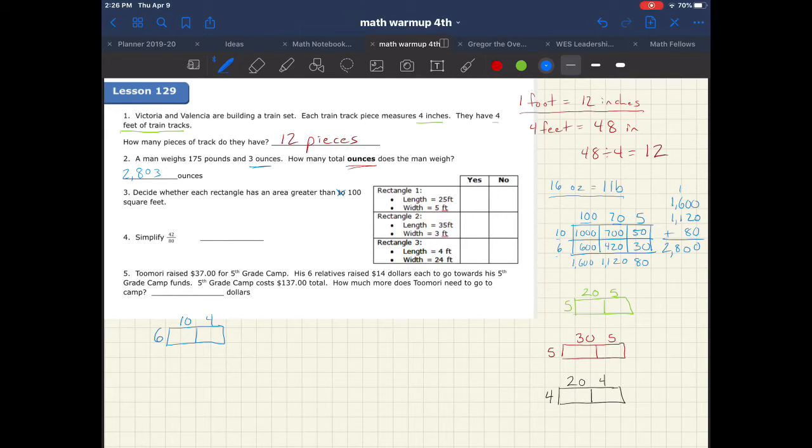Number 3, we have to decide whether each rectangle has an area greater than, and I crossed out this 2 because that should not be there, greater than 100 square feet. The way we find area is length times width. So for this rectangle 1, we've got a length of 25 and a width of 5, so I'm going to do 5 times 25. Right over here on the side. So I set my 25 times 5. 5 times 20 is 100, and 5 times 5 is 25, so that's 125, which is greater than 100, so this one is a yes.